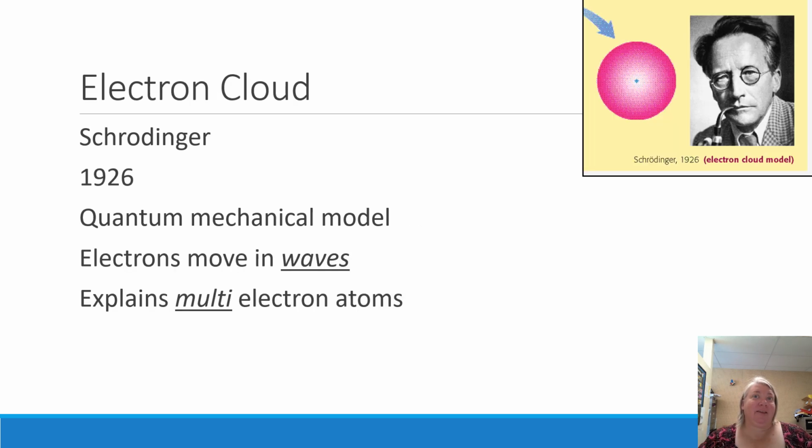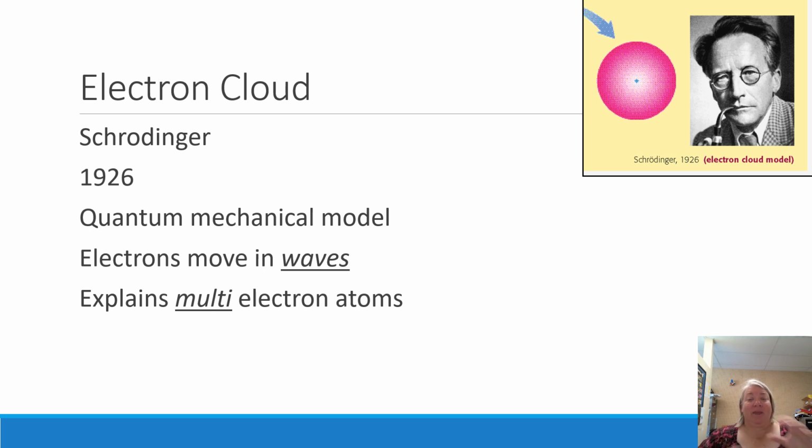Now, if we take that dual nature and we take the planetary model and combine a lot of this together, we end up with the electron cloud or the quantum mechanical model. This is by a guy named Erwin Schrödinger. Oh man, fascinating person here.